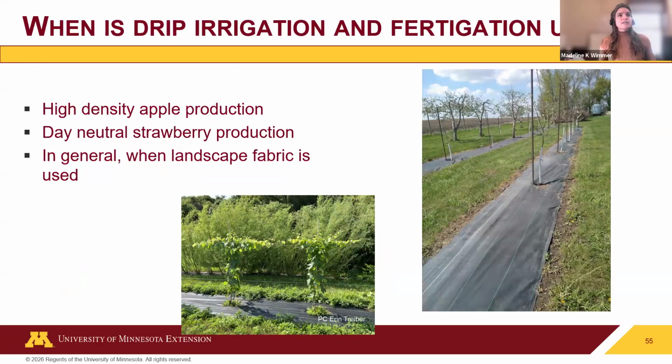When are you wanting to install drip irrigation or use something like fertigation, for example? High density apple production, smaller trees means smaller roots. So they're going to dry out a lot faster. They're going to be in higher demand for irrigation. We've seen droughts occur more frequently in the past few years. So that's, again, a consideration. You know your site. If you're struggling with that, maybe having a water source and thinking about irrigation is going to be helpful for you.